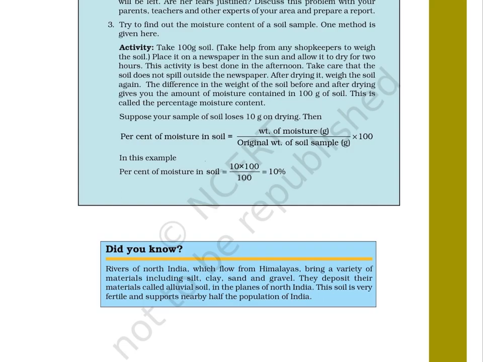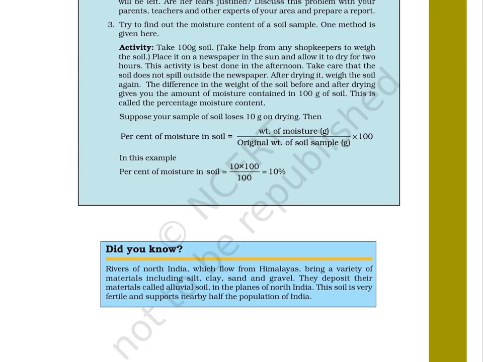The difference in the weight of the soil before and after drying gives you the amount of moisture contained in 100 gram of soil. This is called the percentage moisture content. Suppose your sample of soil loses 10 grams on drying. Then percentage of moisture in soil is equal to weight of moisture in grams divided by original weight of soil sample in grams multiplied by 100. In this example, percent of moisture in soil is equal to 10 multiplied by 100 divided by 100, which is equal to 10%.